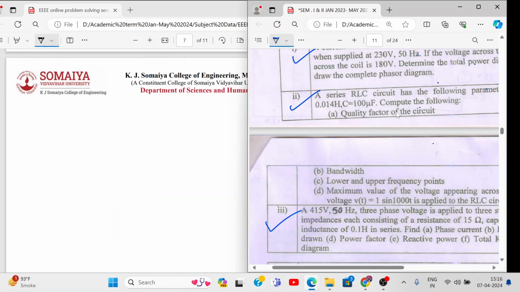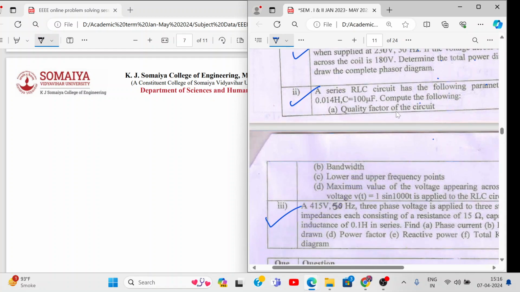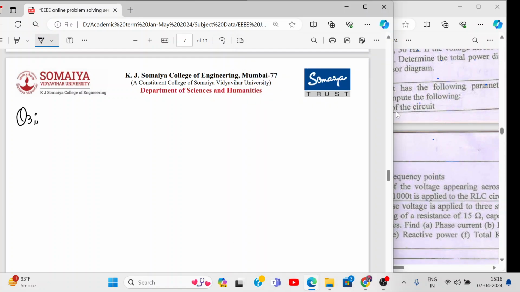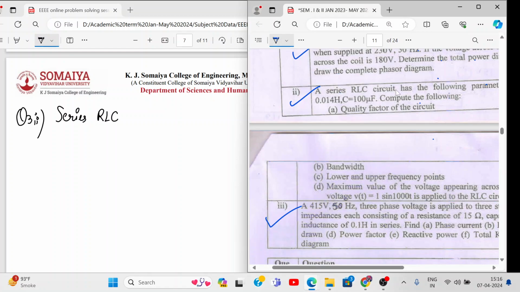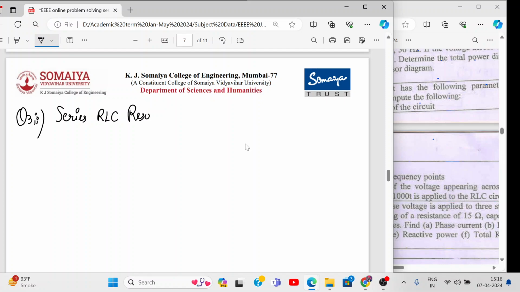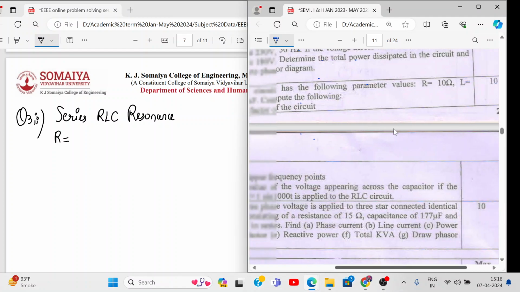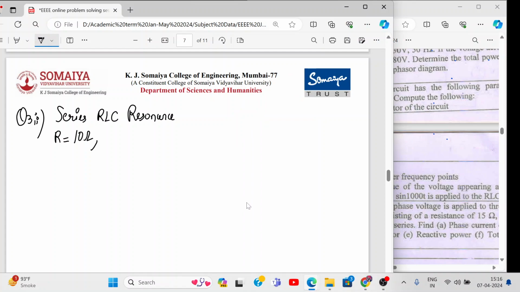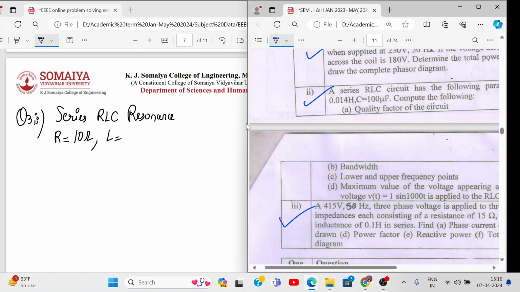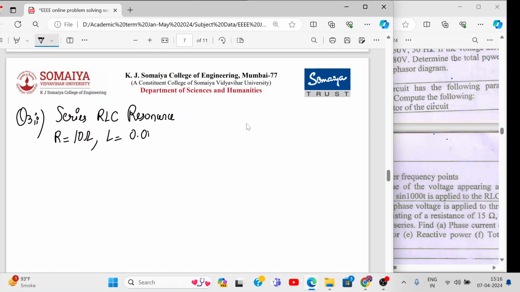So the next numerical is question number 3, second part. We have a series RLC. I think it's a numerical on resonance. So it's a series RLC resonance. So what is given? R is given as how much? 10 ohms. L is given as 0.014 Henry and C is given as 100 microfarad.